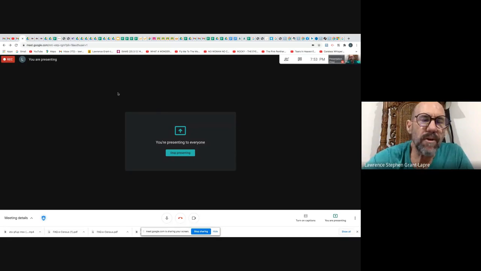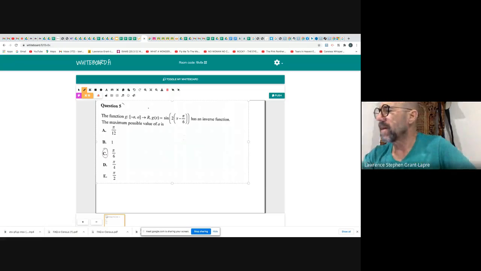And I'm going to look at a sine curve and find out which part of that sine curve an inverse function will exist. Now, for an inverse function to exist, you cannot have a turning point as part of your function. So the function is from negative a to positive a. These numbers are the same. And it's a sine curve.